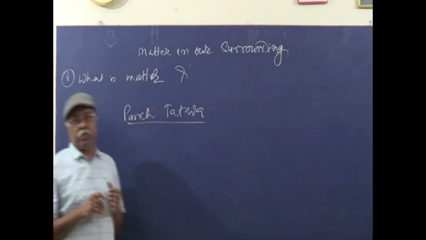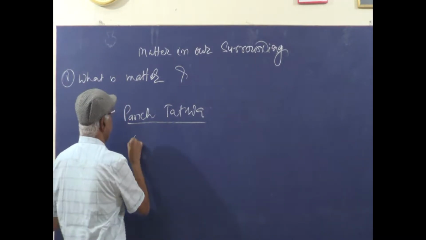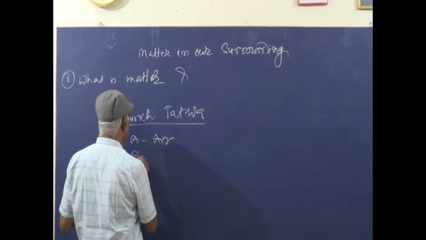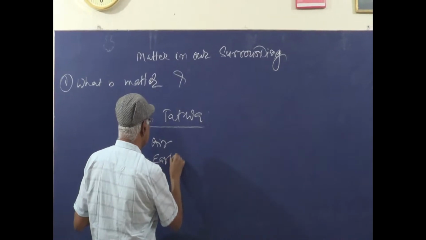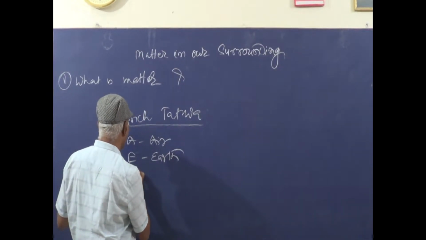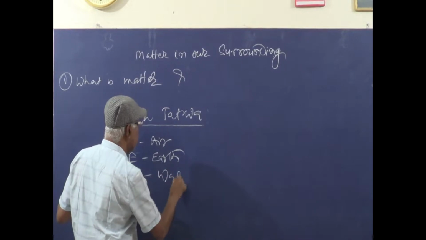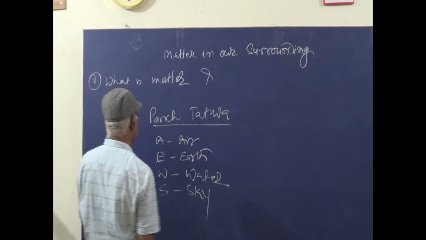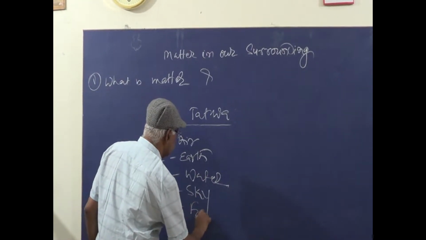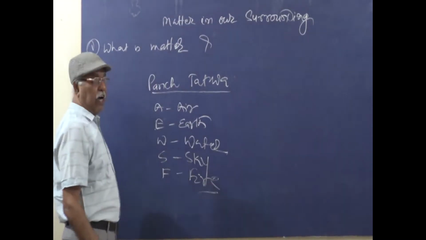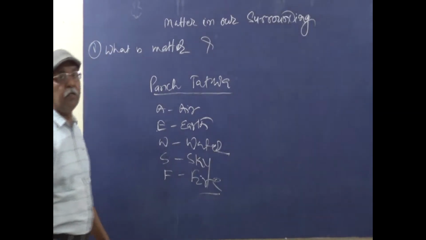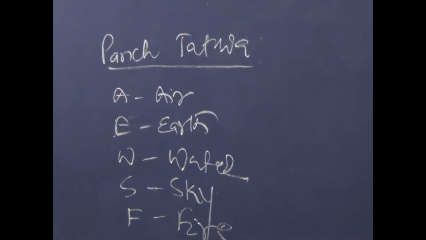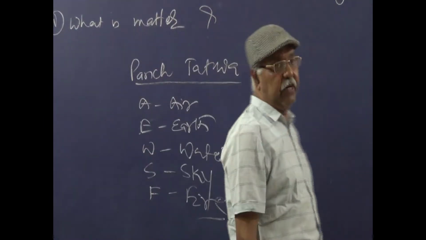What is that Panch Tattva? Air, earth, water, sky, fire. The 5 basic elements of which any matter is made, that is the air, earth, water, sky and fire.